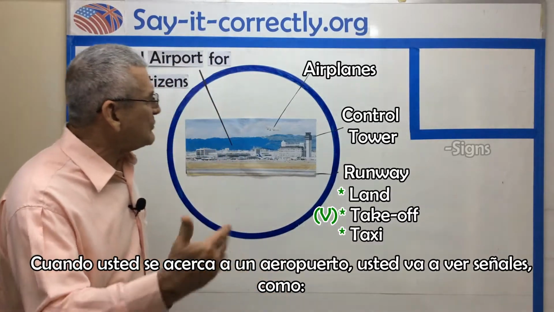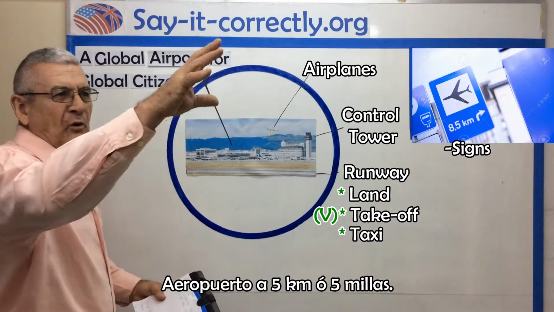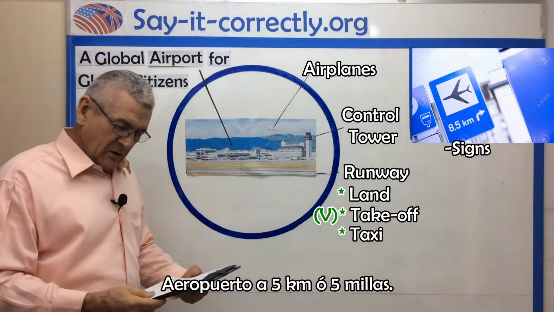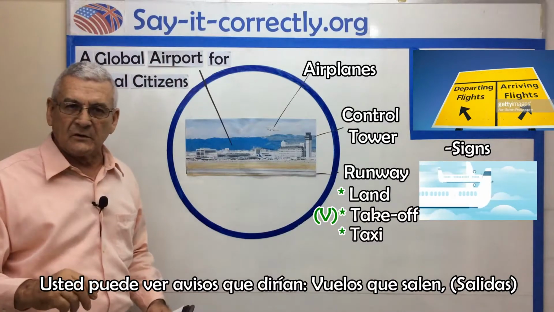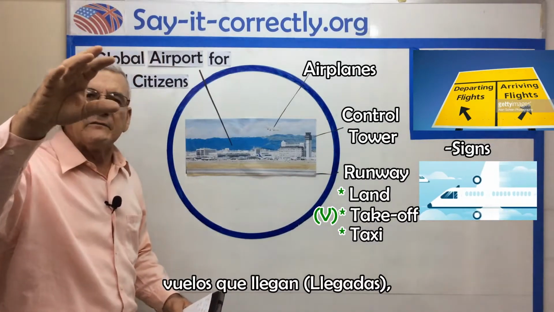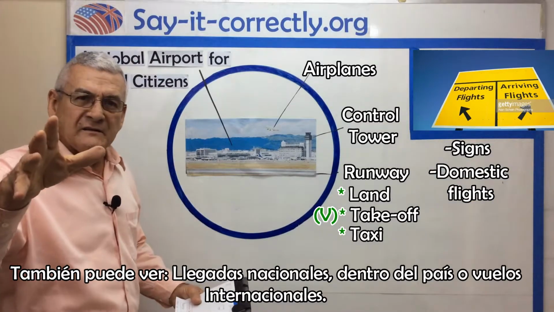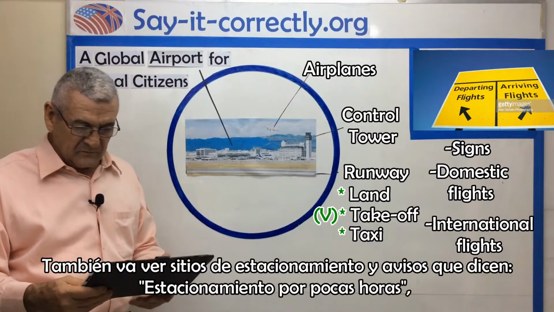When you come closer to the airport, you will see signs. Airport, 5 kilometers or 5 miles. You can see signs that would say departing flights or arriving flights. You can also see domestic flights within the country or international flights.